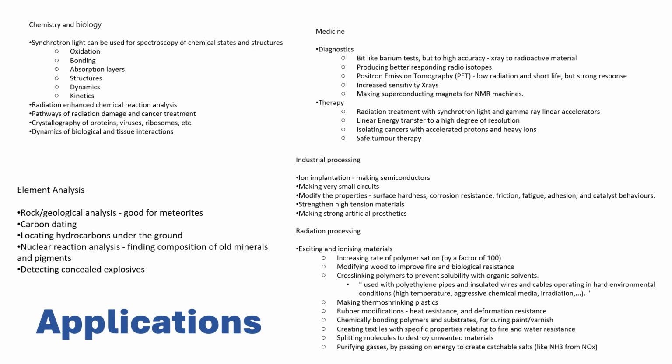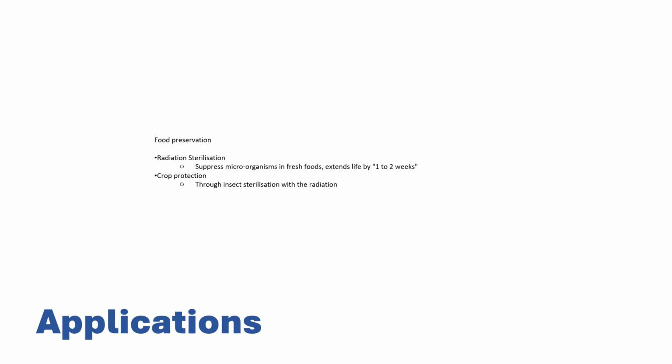substrates for curing paint and varnish, creating textiles with specific properties relating to fire and water resistance, splitting molecules to destroy unwanted materials, and purifying gases by passing on energy to create catchable salts, like ammonia from nitrogen oxide. Finally, under food preservation, we have radiation sterilization, suppression of microorganisms in fresh foods, extending life by 1 to 2 weeks, and crop protection, that's insect sterilization with the radiation from the beams.